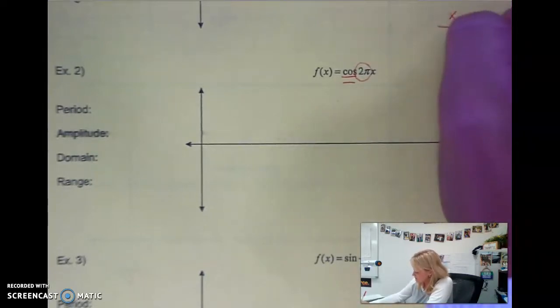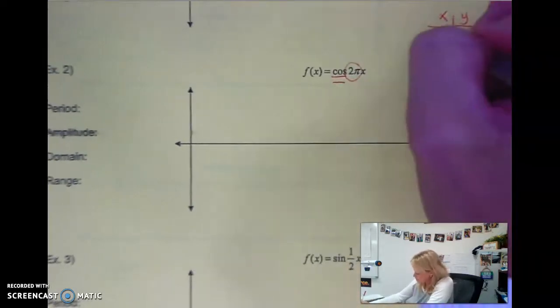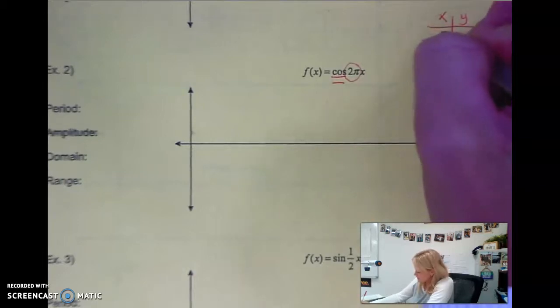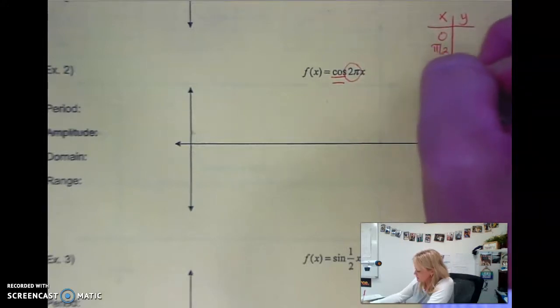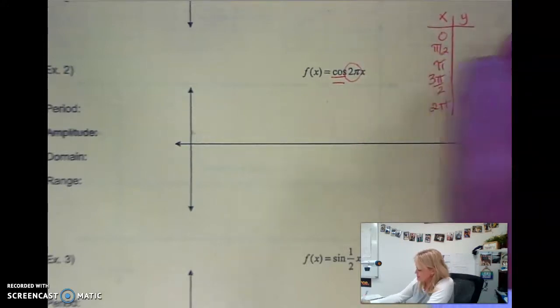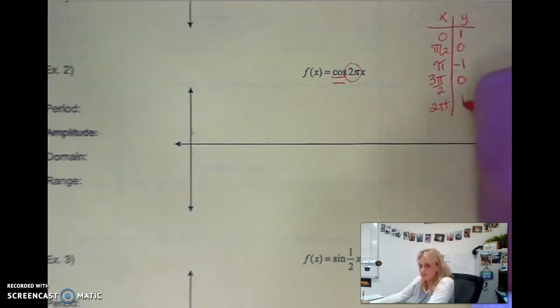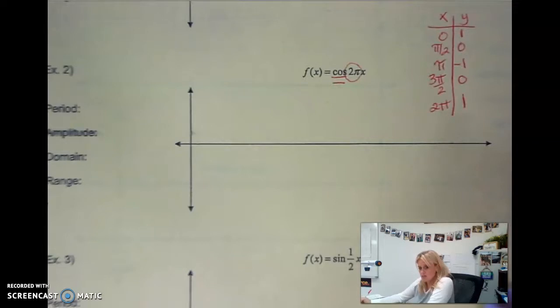If you want to, I would write down the parent graph. Okay, typically there's our XY chart. Normally we use 0, half a pi, pi, 3 pi over 2, and 2 pi. And typically the cosine graph starts 1 high, goes to 0, -1, 0, and 1. What is period change affecting? It's affecting the x side of my graph right here.